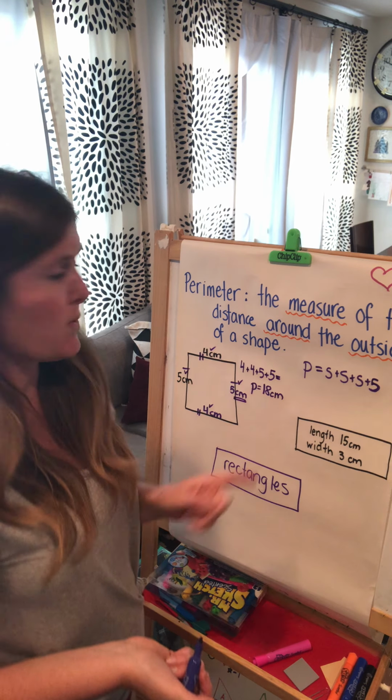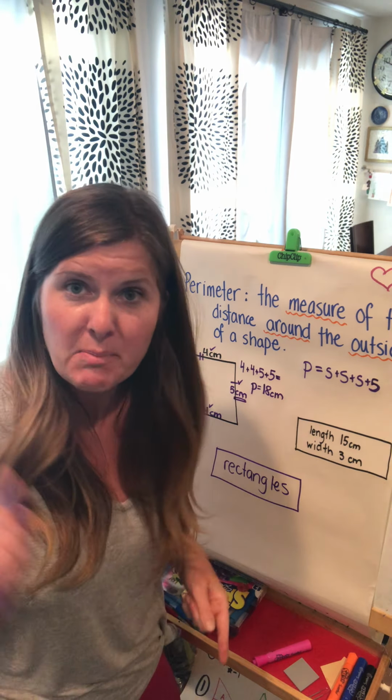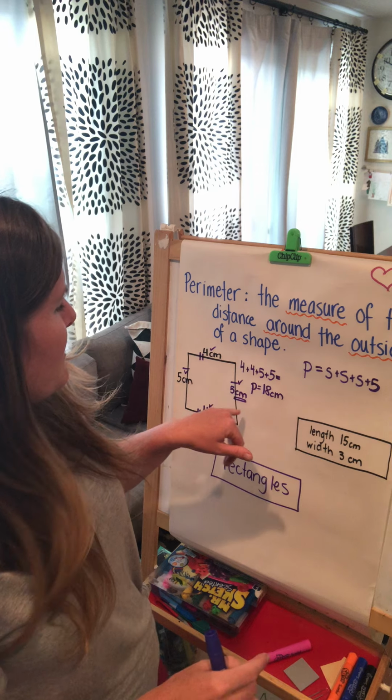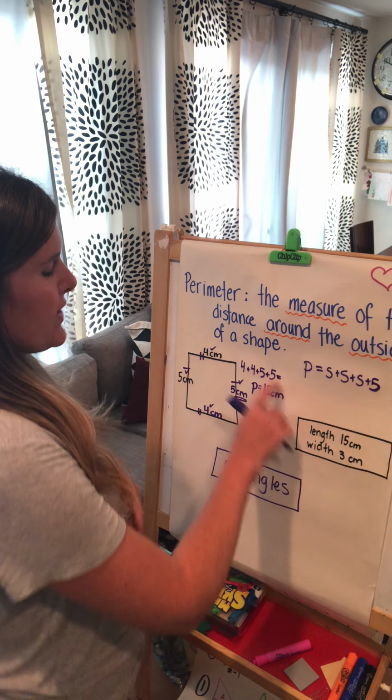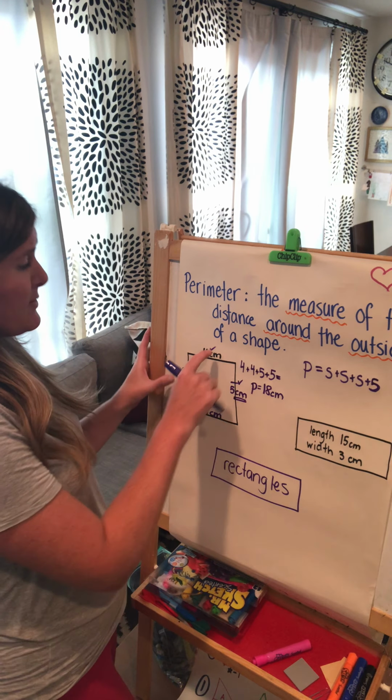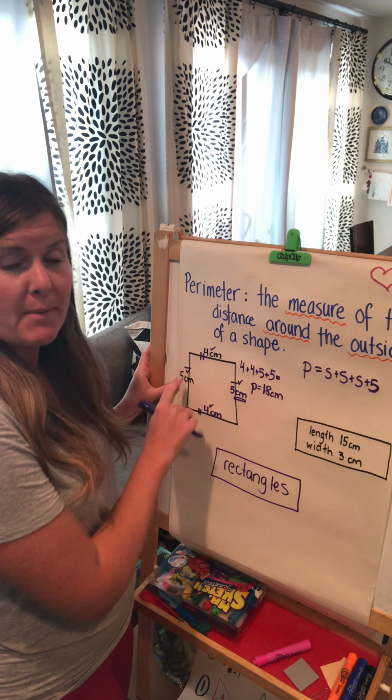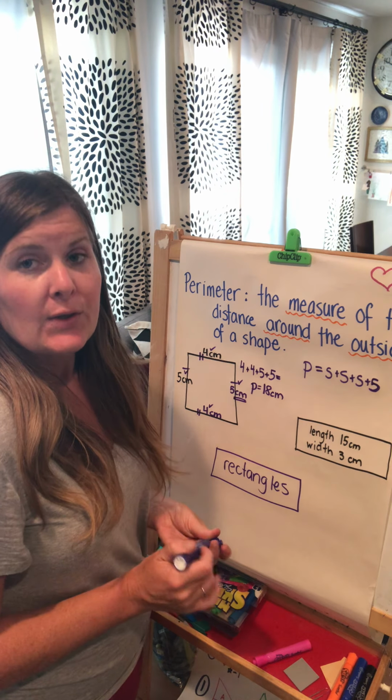If I tell you it's meters, write meters. If I tell you it's purple polka dots, write purple polka dots. What you have to remember, that unit of measurement is part of your answer. So sometimes you're going to get this where they tell you some of the measurements on the outside.